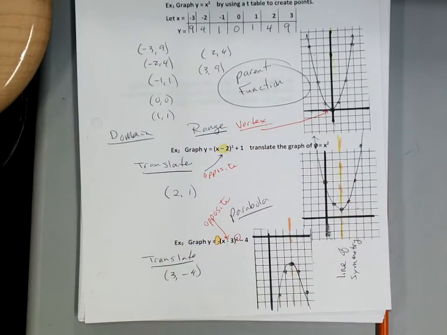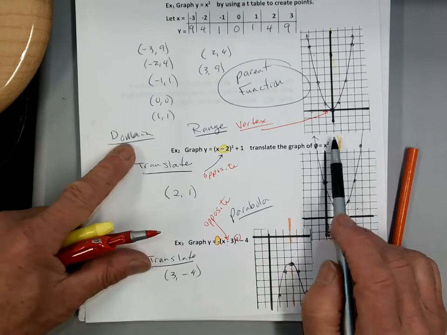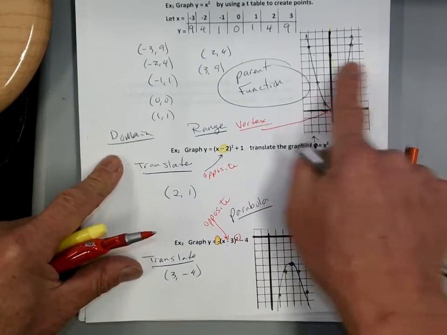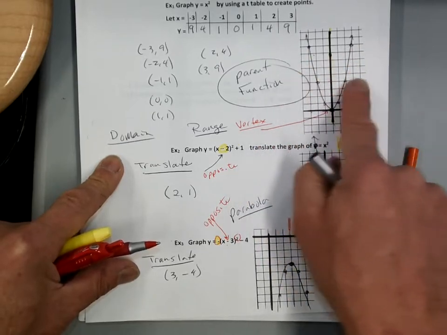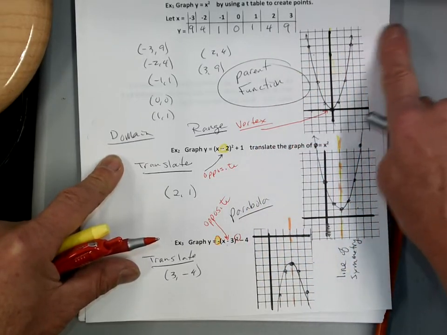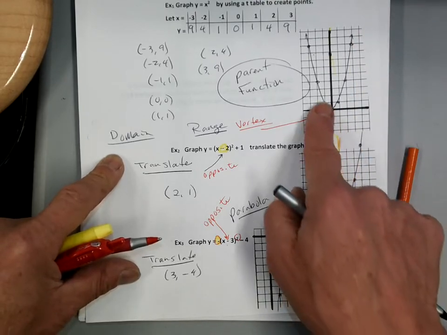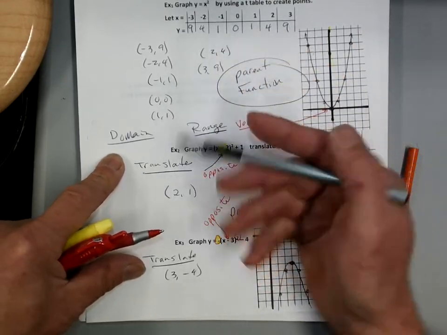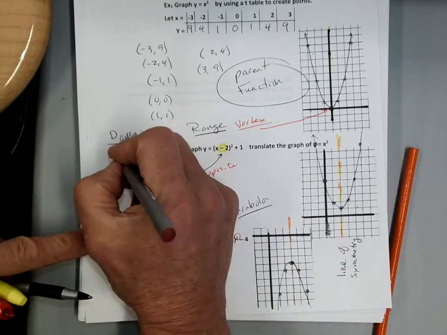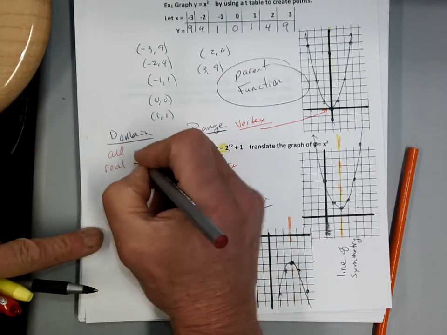Okay. Domain. Domain's all my x values. Domain is my x values, or how wide is this graph? So the x values, how wide is this graph? Well, it's going up, and as it goes up, it's always going over. It's always going over, right? As this graph goes up, it's always going over. So the domain is everything. So we just say the domain is all real numbers.